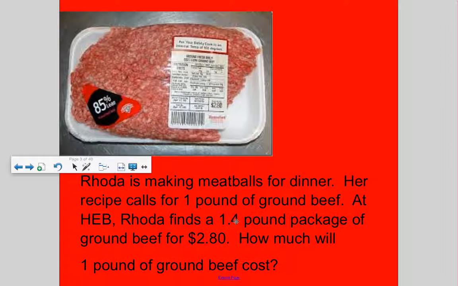So if she buys 0.7 pound, which is half of it, then it's $1.40. So we know our answer will be between $1.40 and $2.80. So if I had to estimate, I haven't done any math yet, maybe $2.10, $2.20, because it's between. So I think that's going to be, if I had to estimate.